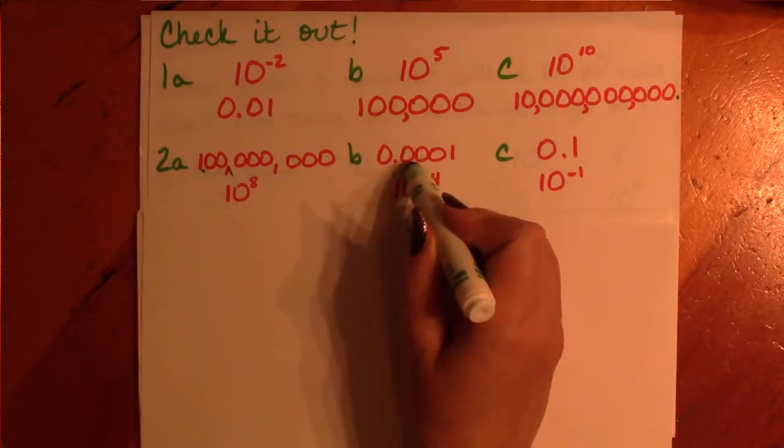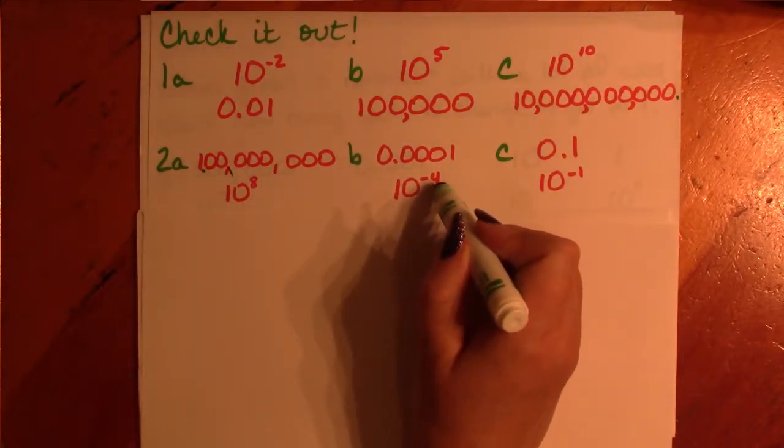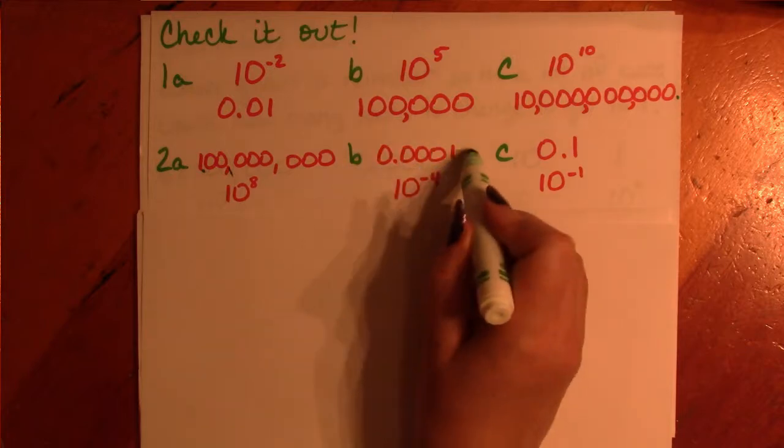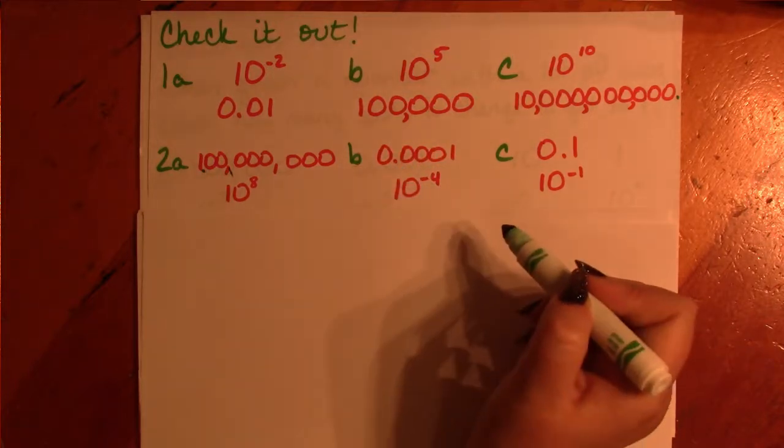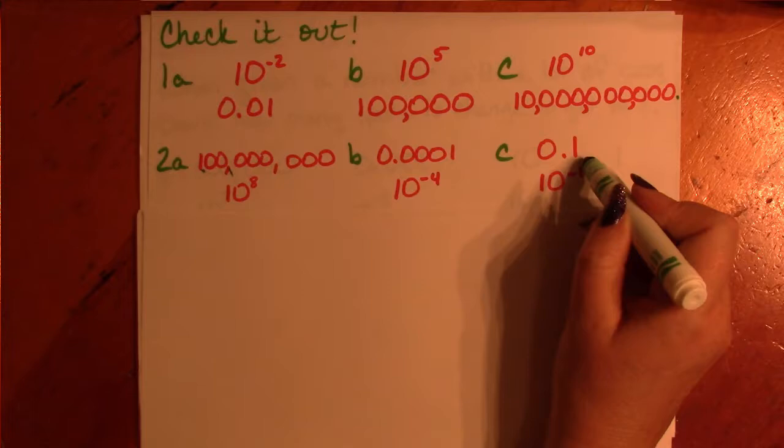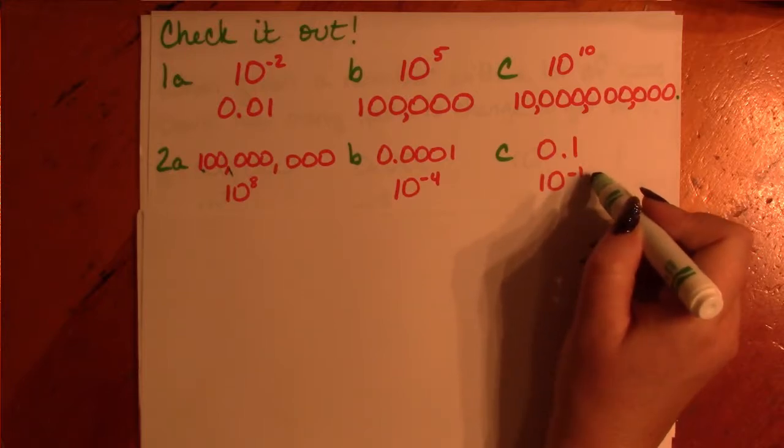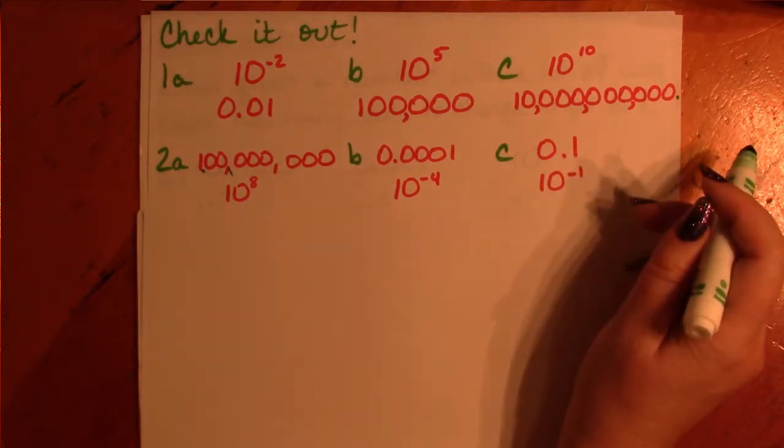Here, 1, 2, 3, 4. I've moved it 4 spots, and I've made that number smaller. So this small number is 10 to the negative 4, and this small number, I've only moved that decimal point 1 place. So this is 10 to the negative 1.